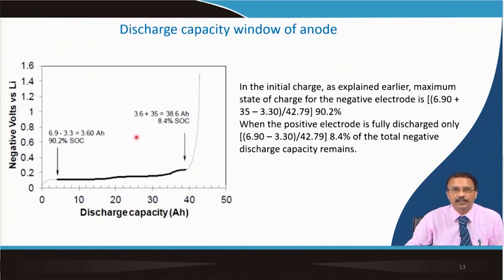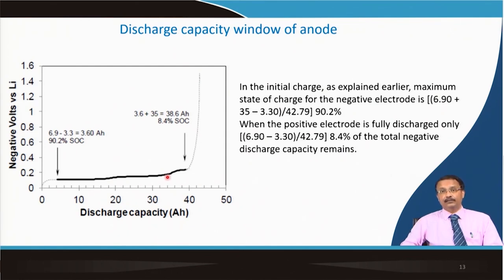So, regarding the discharge capacity window of an anode, as I have explained earlier, the maximum state of charge for the negative electrode you can calculate is about 90.2%, and when the positive electrode is fully discharged, only 8.4% of the total negative discharge capacity is remaining, because we have intentionally lowered the P by N ratio to about 90% to avoid lithium electroplating.